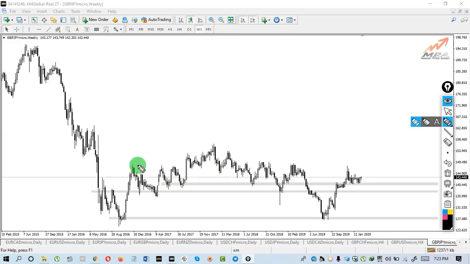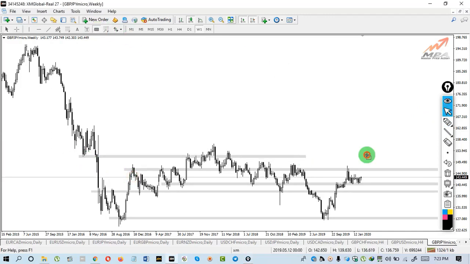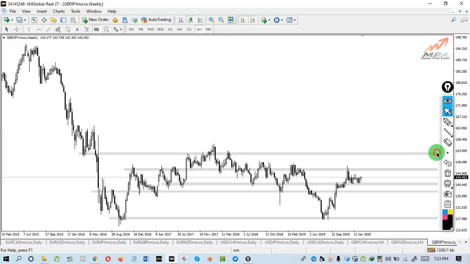Now we can see these resistance levels. These resistance levels, we need to draw them. After that we have a spike here. At the same level we have a spike here, here. So we have to draw this level. And finally we have a little spike here and here. So we have to draw this level.